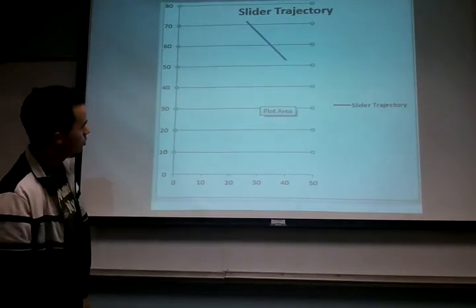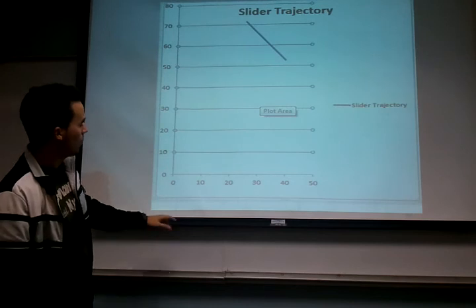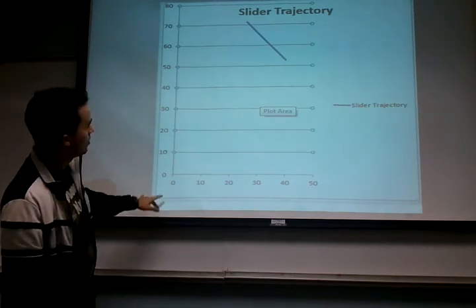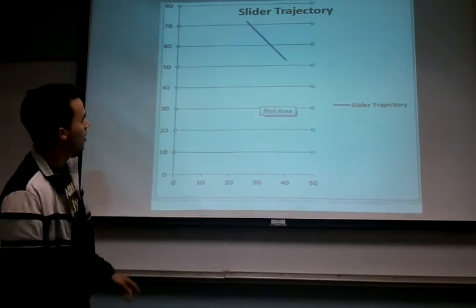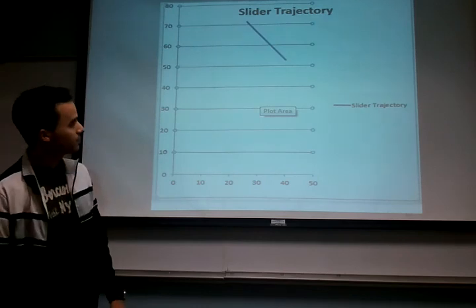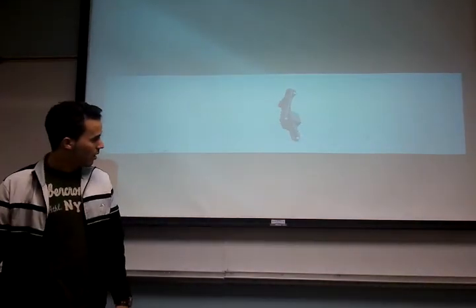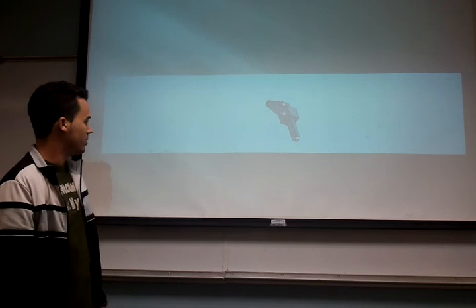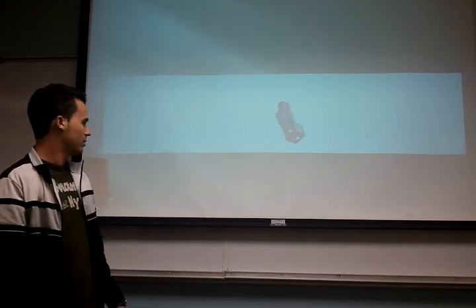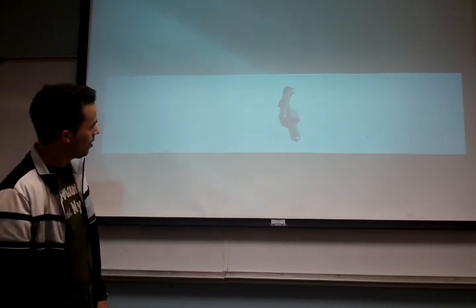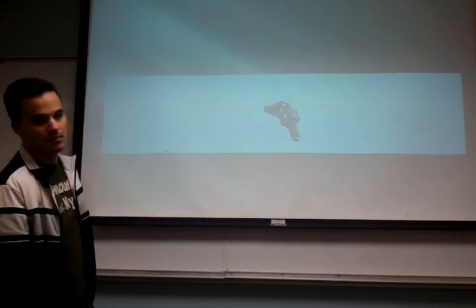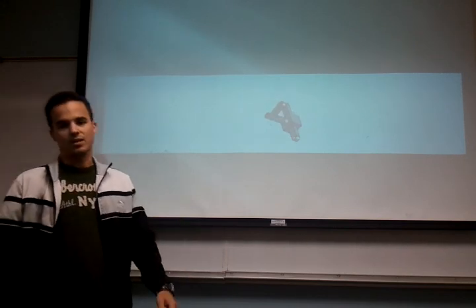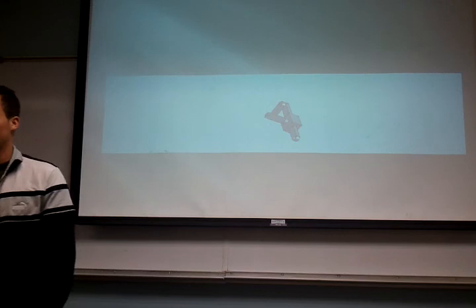This is a graph showing the 3 points C1, C2, and C3, which make a straight line, which is the slider trajectory. And this would be a sample of a slider crank, which is not our slider crank, it's just a sample of a slider crank system. And this concludes our presentation. Thank you.